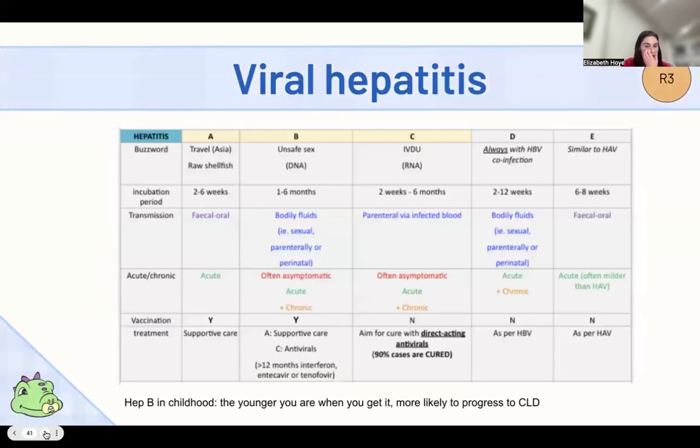All right, viral hepatitis. I won't go through this in a lot of detail because I'm sure you all know hepatitis, probably better than I do. But an important note for pediatrics and hepatitis is that if you get Hep B when you're a kid, the younger you are when you get it, the more likely you'll end up with a chronic hepatitis or chronic liver disease.